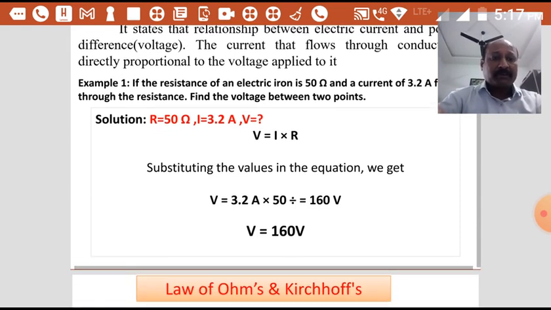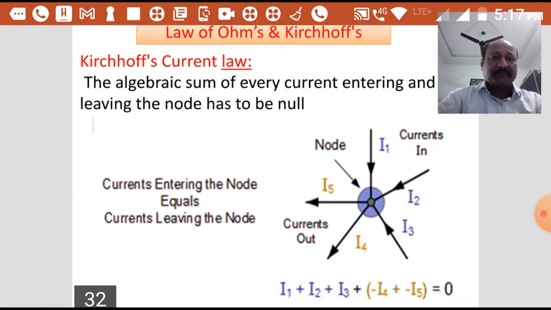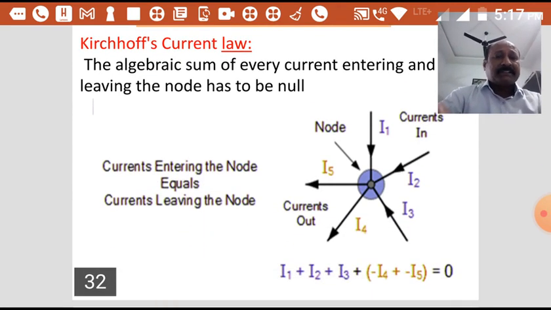Then laws of Ohm's and Kirchhoff's. So what is Kirchhoff's current law? The algebraic sum of every current entering and leaving the node has to be null. Or what is the another statement? Current entering the node equals current leaving the node. Incoming current equals outgoing current, or the algebraic sum of incoming current equals outgoing current.